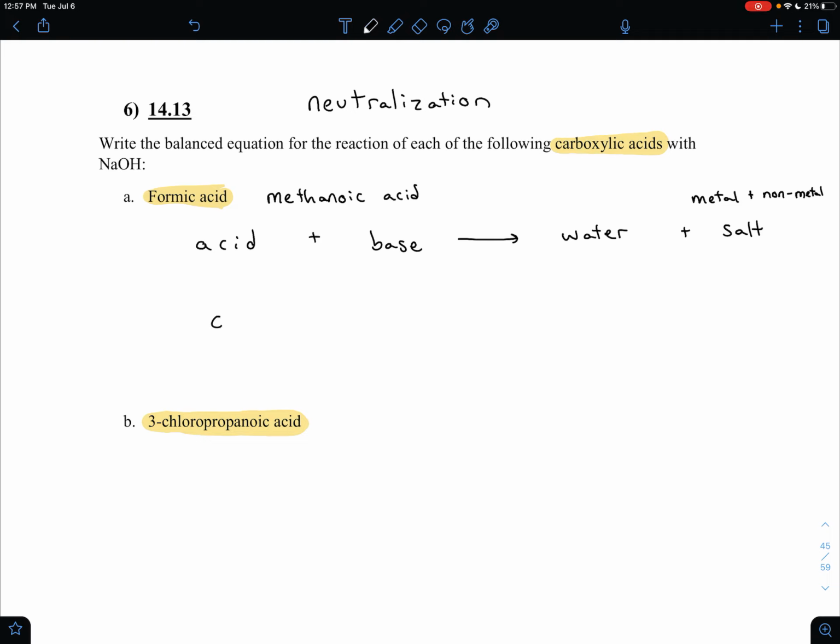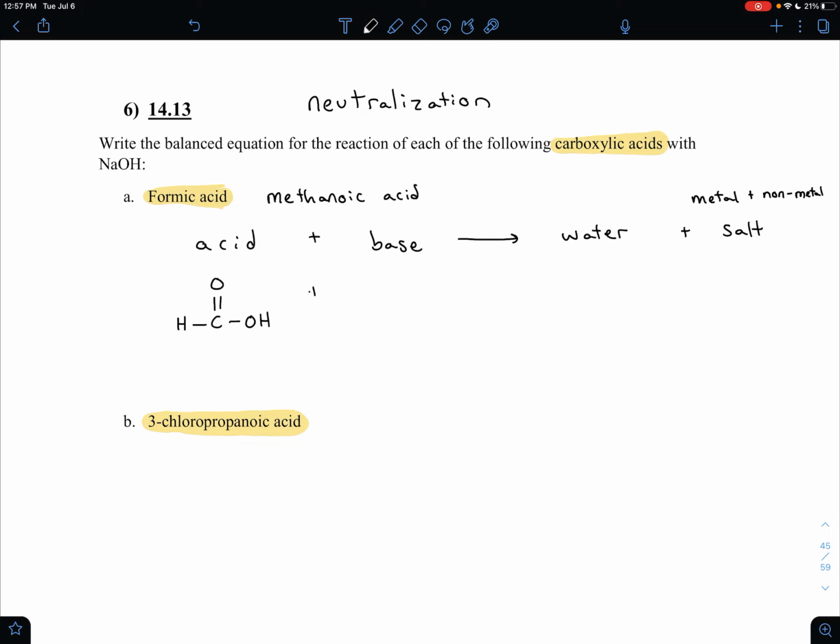So it's just one carbon. And remember, a carboxylic acid has a double bond to oxygen and then a single bond to an OH. Remember that carbon gets 4 bonds. It only has 3 right now, so that fourth one is just going to go to a hydrogen. So that's formic acid right there.